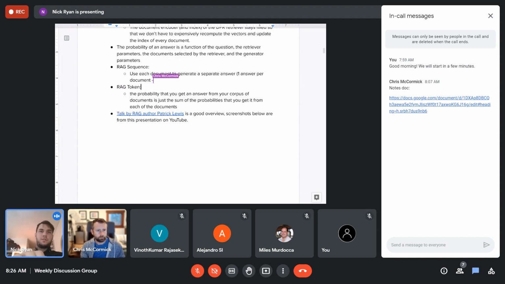In RAG token, you're doing it token by token. So essentially you start with your first token, and then instead of sticking with the same document, you look over all documents to find the most likely next token.